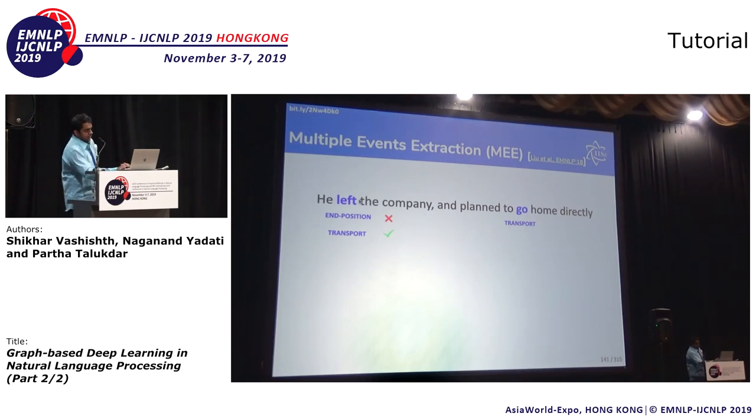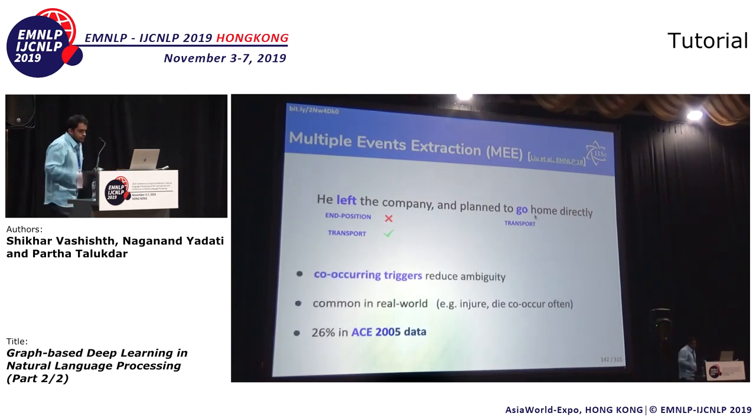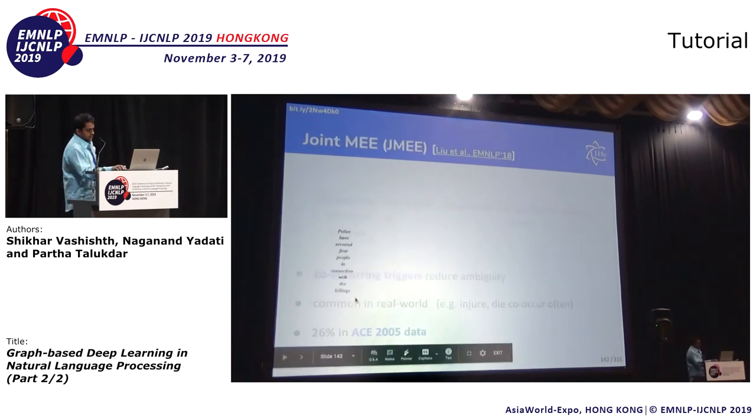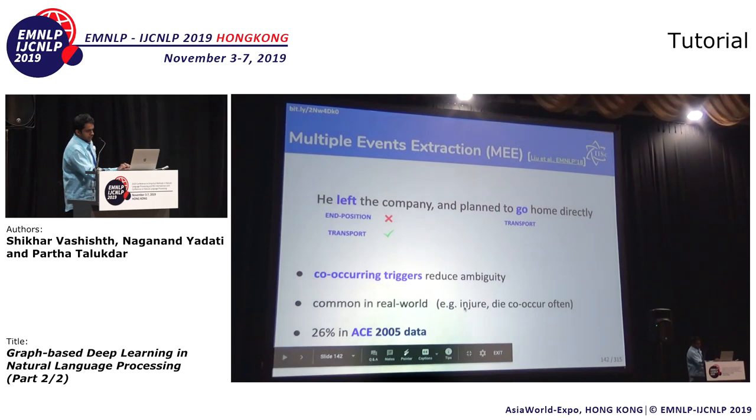As we can see, there can be some association between different events in an input sentence. In this example, there is some association between this word left and this word go, right? Their motivation was that co-occurring event triggers reduce ambiguity for the problem of event extraction. They also say that this is common in the real world. For example, injure and die often co-occur. They also say that 26% of events in the ACE 2005 data are co-occurring events, right?